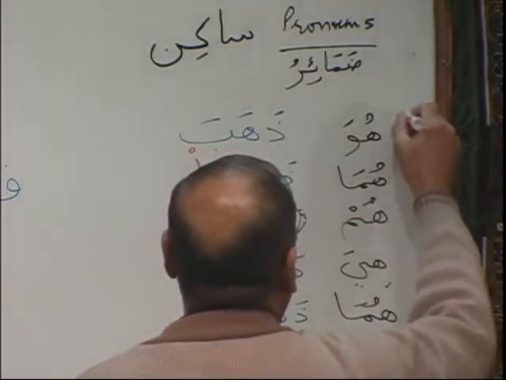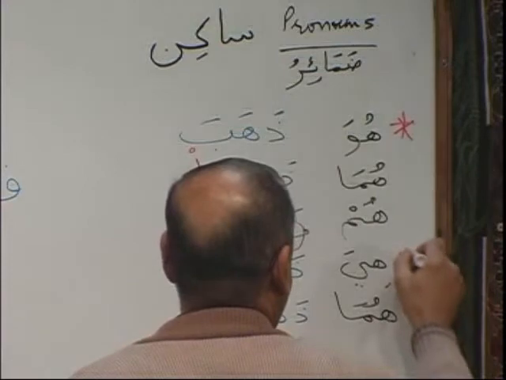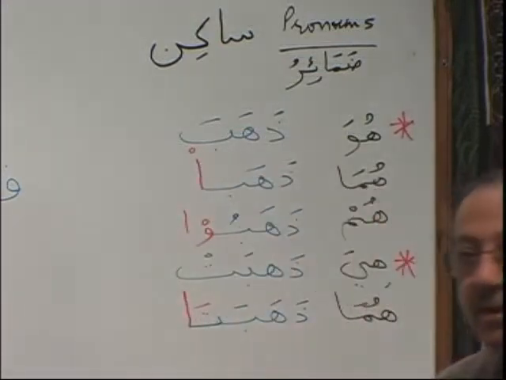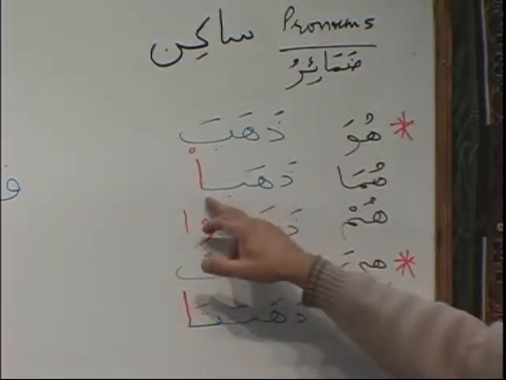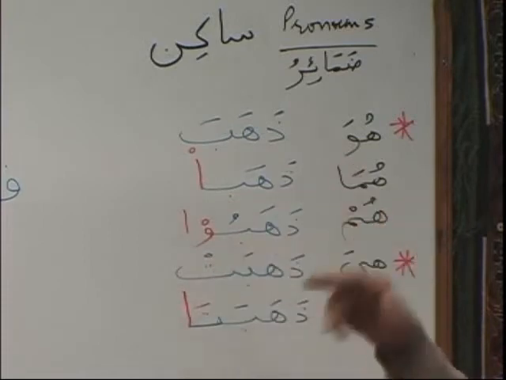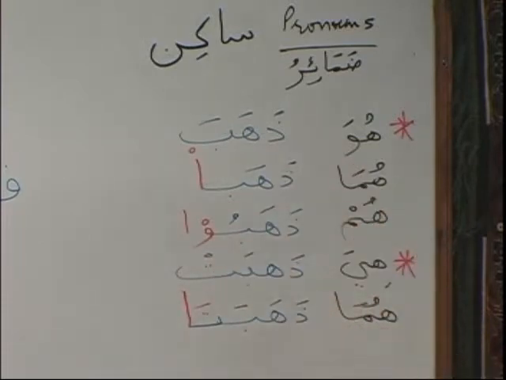I'll put a circle here. Okay. Now, where is the fa'il here? Alif. You know it. Where is the fa'il here? Wow. Where is the fa'il here? Ta. What is on them?